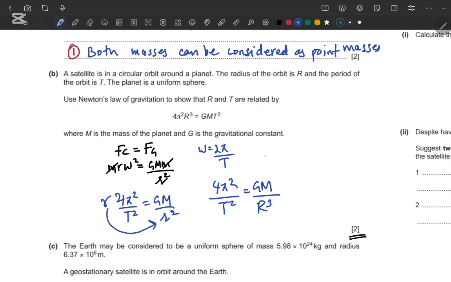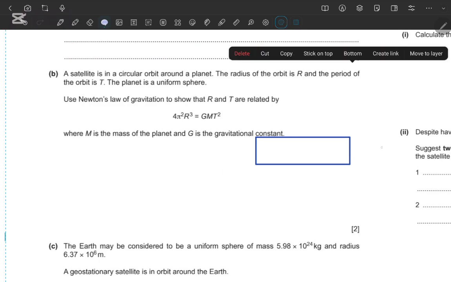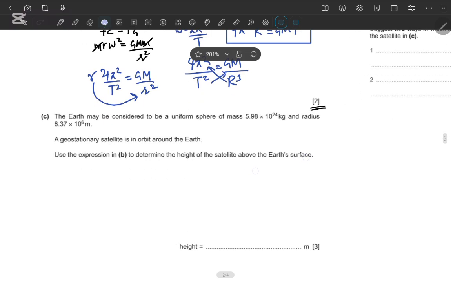Okay, then I'm going to move things around, cross multiply. 4 pi squared r cubed equals GMT squared, and that is what they are looking for. Okay, that's the answer right there. Okay, let's move on to the next question.